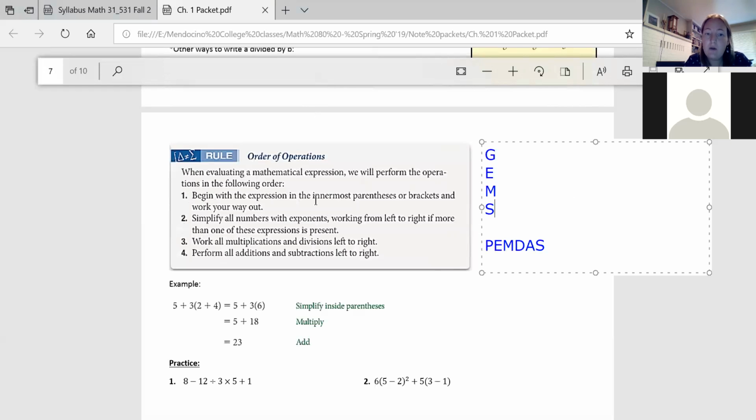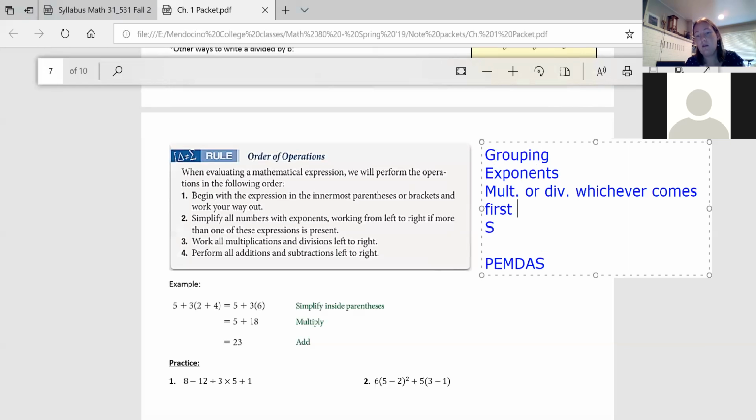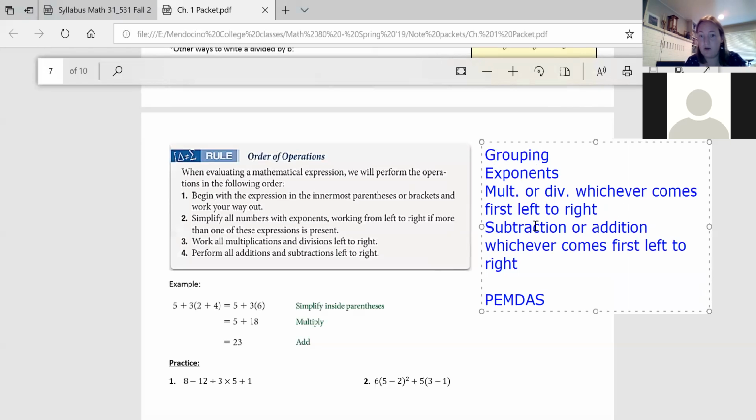Here is that beginning with the parentheses or brackets, that's the grouping symbols. Right. And then the exponents, and then multiplication or division, whichever comes first. And then the next one would be subtraction or addition, whichever comes first, left to right. And that way you don't get stuck always doing multiplication before your division, when you might do division before multiplication sometimes.